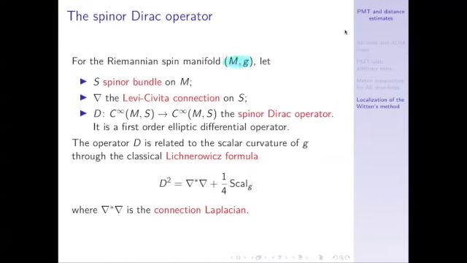Now, since the Riemannian manifold M is spin, we can associate to it the spinor bundle that we denote by S, the Levi-Civita connection on S, and the Dirac operator. The Dirac operator acts on smooth sections of the spinor bundle, and it is a first-order elliptic differential operator. The Dirac operator is related to the scalar curvature of g through the classical Lichnerowicz formula. So here is the square of the Dirac operator, nabla star nabla is the connection Laplacian, and the second term is the curvature term.